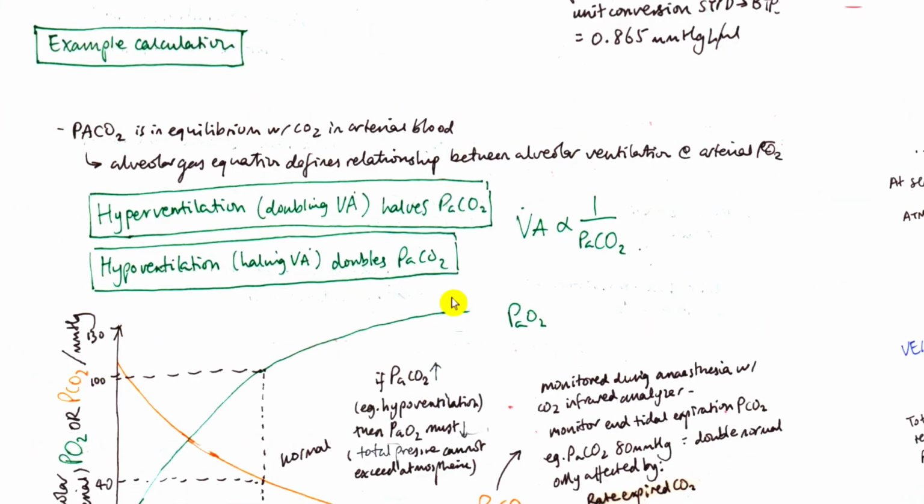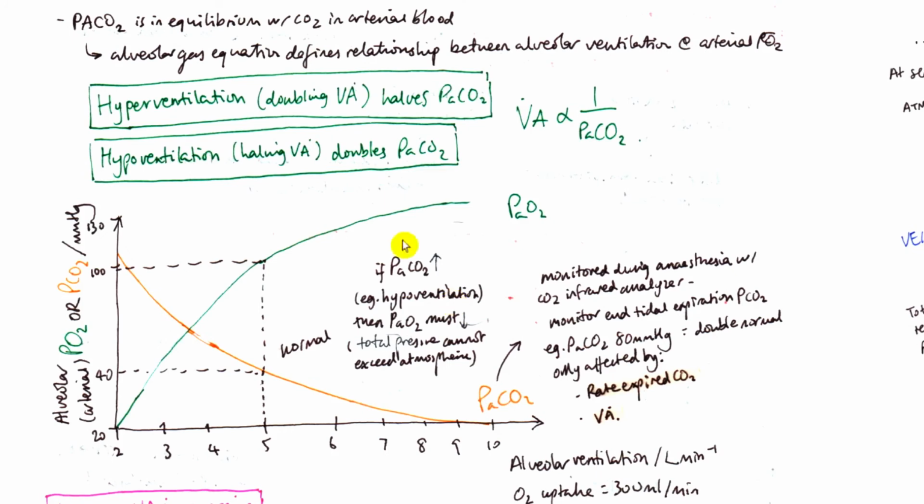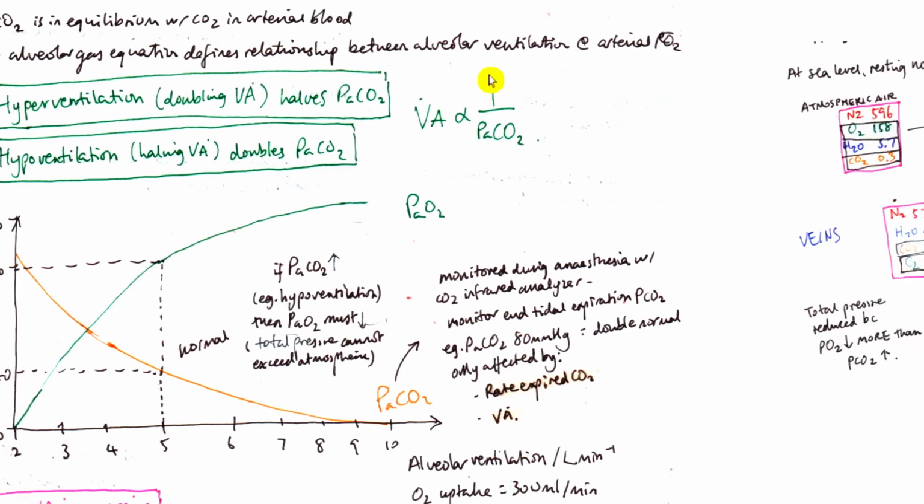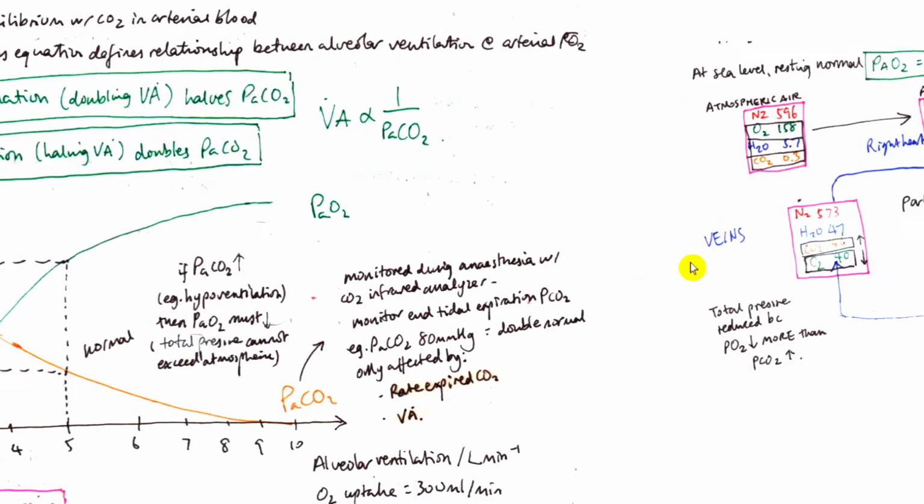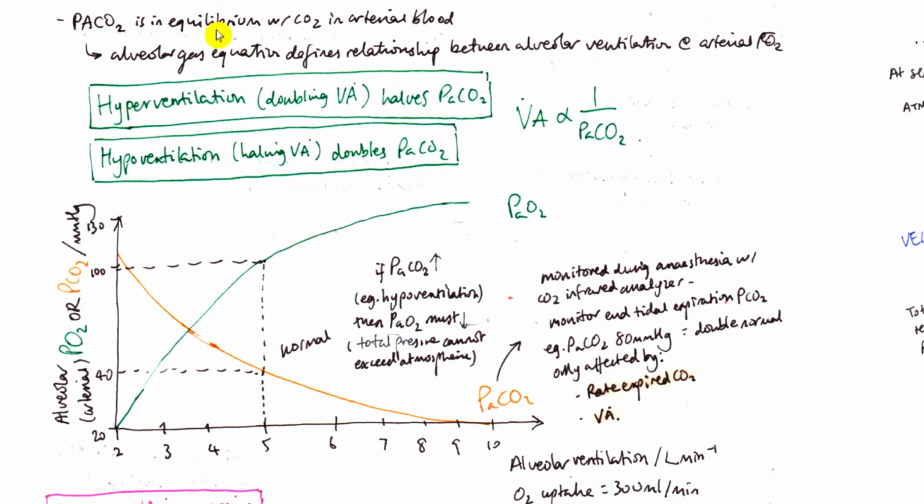Now, PACO2 is in equilibrium with CO2 in the arterial blood, so we come back to this diagram, and the carbon dioxide here is in equilibrium with the carbon dioxide here because the alveoli are exchanging gas with the blood in the arteries. So that means the alveolar gas equation defines the relationship between the alveolar ventilation and arterial partial pressure of carbon dioxide. That should say CO2, by the way, not O2.